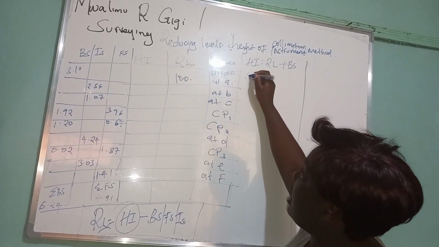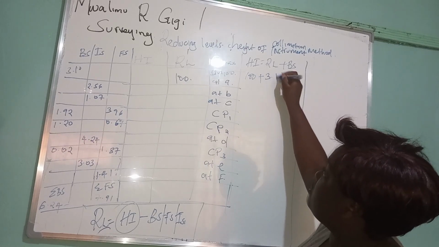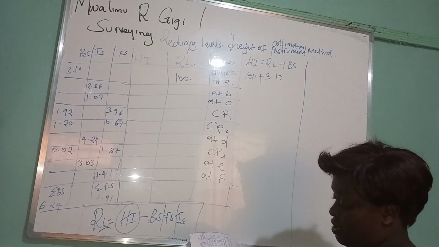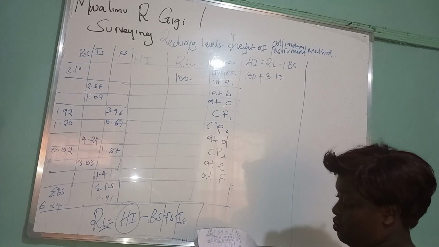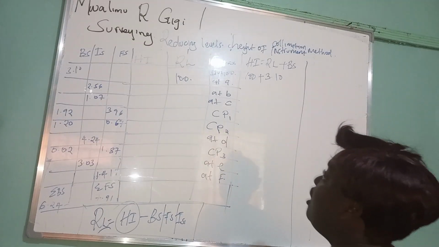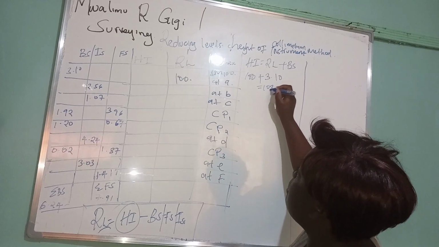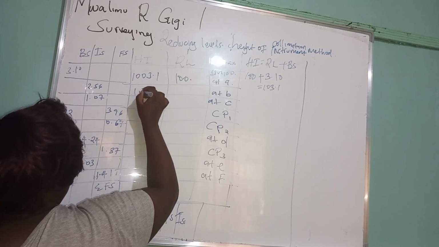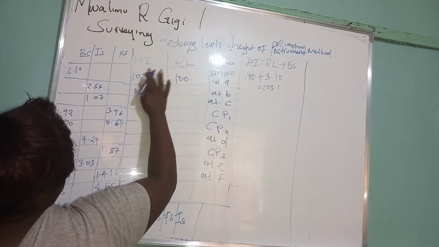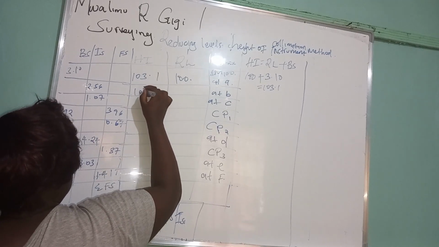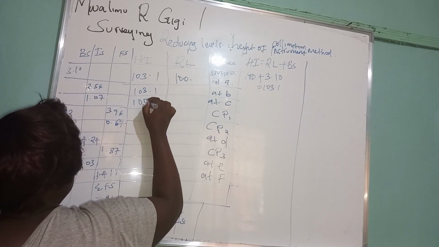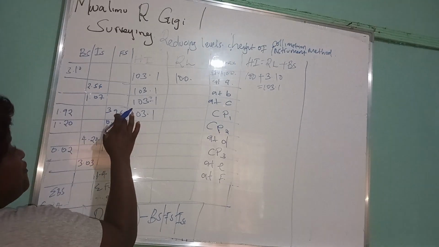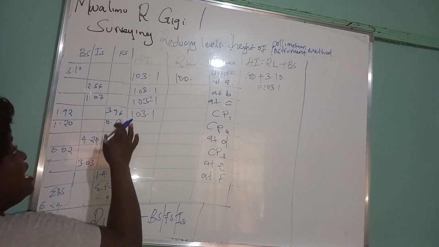So our reduced level is 100 plus backsight, which is 3.10. So 100 plus 3.10 is 103.1. So the height of instrument is 103.1.